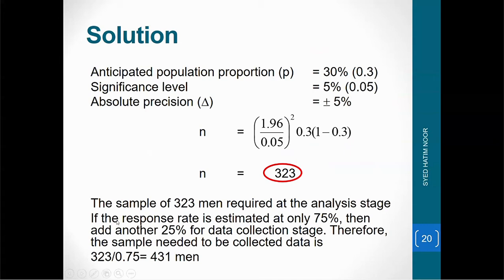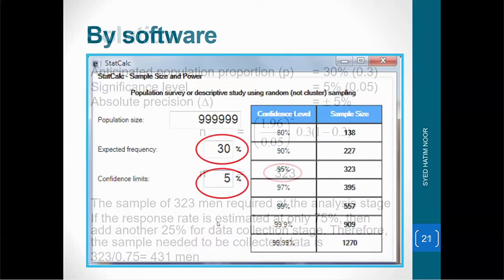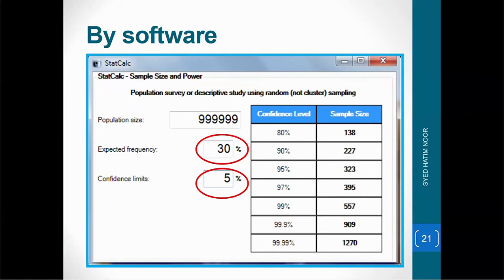If your response rate is estimated at only 75%, then add another 25% for the data collection stage. That means your response rate is estimated at 75% only. That's why you have to divide it by 0.75. It becomes 431. If you use software, you get 323. Is it okay? Single proportion is not difficult. Any question on the single proportion?